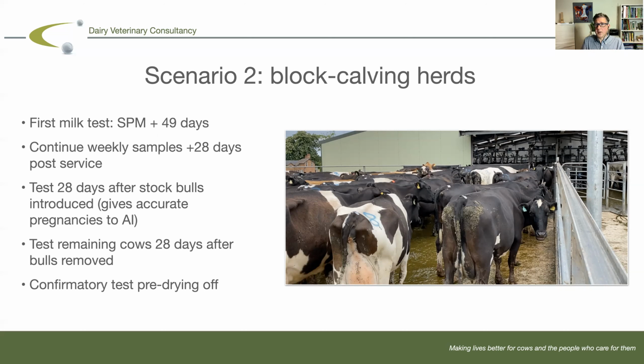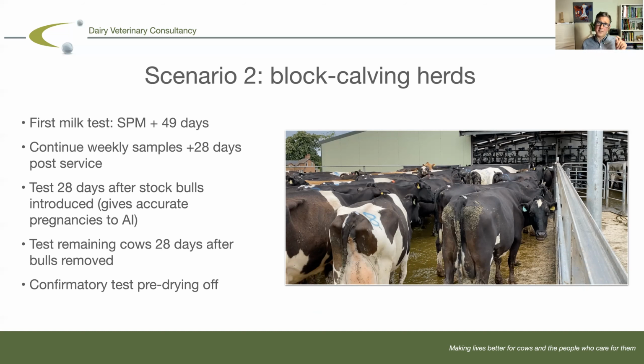If you are a block calving herd that, as commonly would happen, you do 3 cycles or maybe only 2 cycles of artificial insemination before adding the stock bulls, then it kind of makes sense to do a test 28 days after the stock bulls have been introduced.